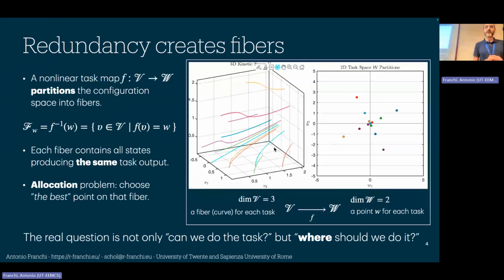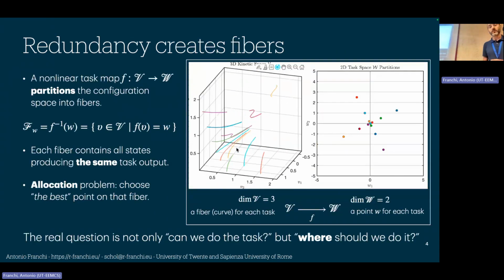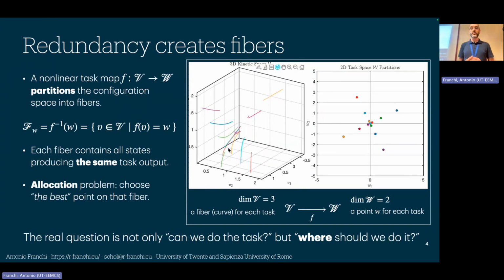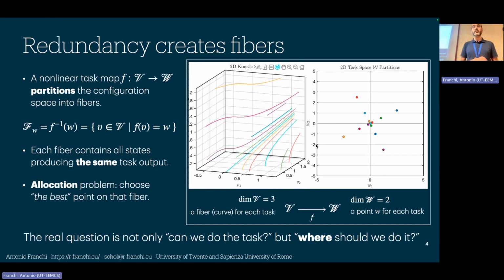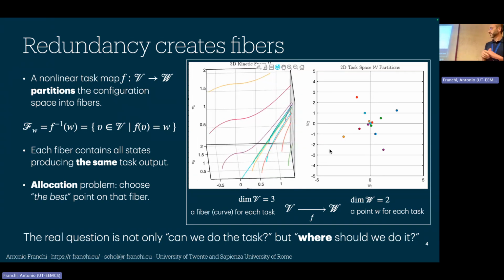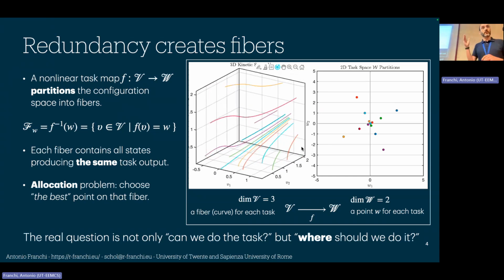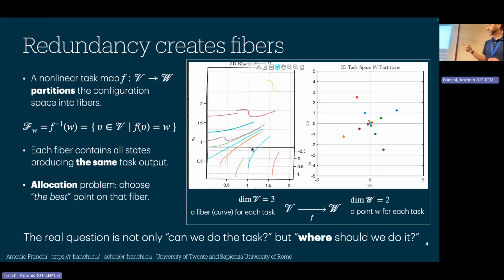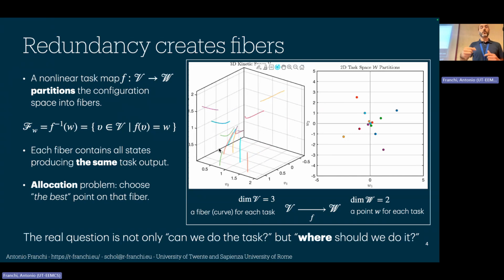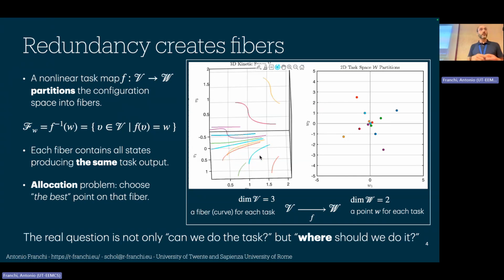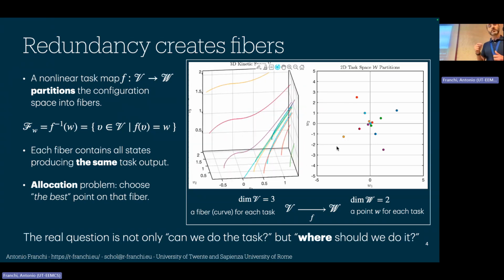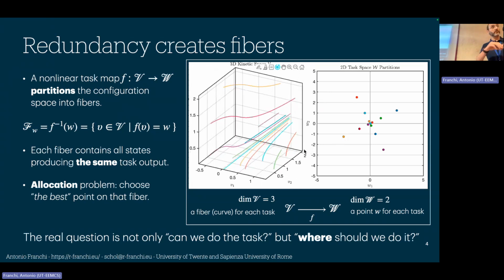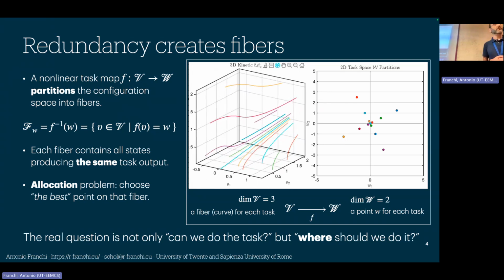Redundancy creates fibers. What are fibers? On the left of this plot, we see the original space of the velocity of the propeller. And on the right, we see the task, the branch. In a simplistic case of a two-dimensional branch and three-dimensional number of propellers, you see that to each point on the right corresponds a manifold, which is a fiber, a one-dimensional manifold in this case. And every point, if we put the velocity of the propellers in every point on this curve, we get the same exact task.